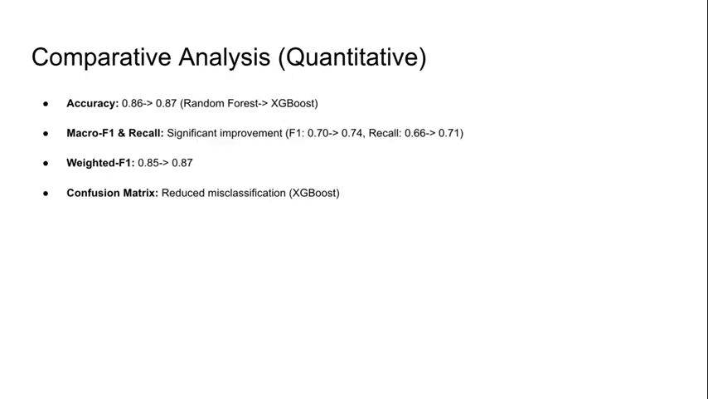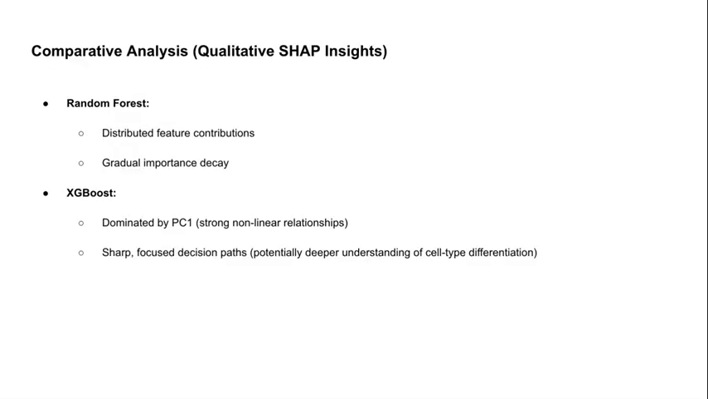And the results kind of speak for themselves. XGBoost outperformed Random Forest across most metrics. Accuracy went from 0.86 to 0.87. Macro F1 improved from 0.7 to 0.74. Recall increased as well, meaning the model was less likely to miss a positive class. And the confusion matrix showed less off-diagonal mass, so fewer misclassifications.